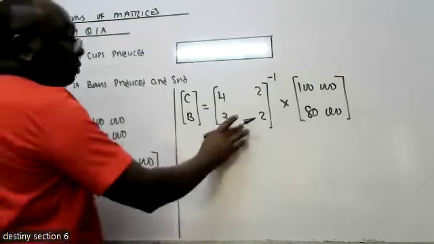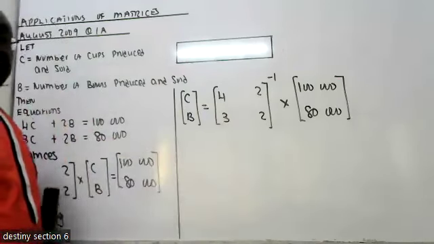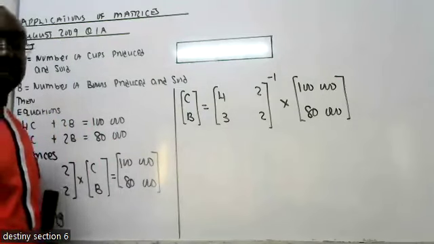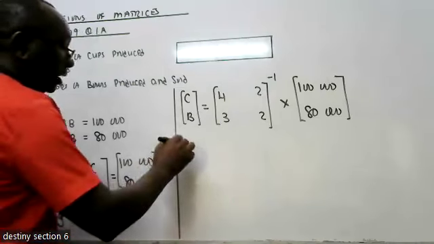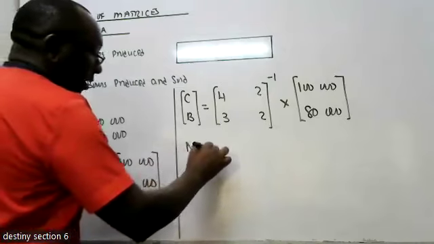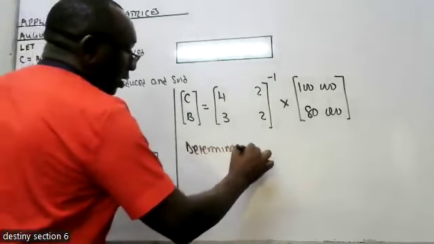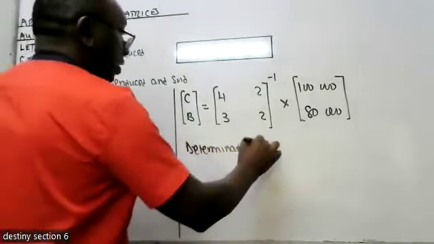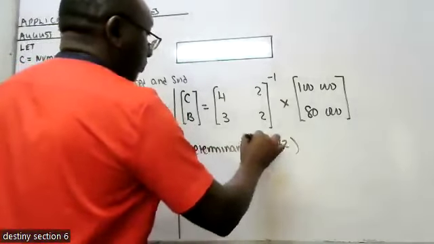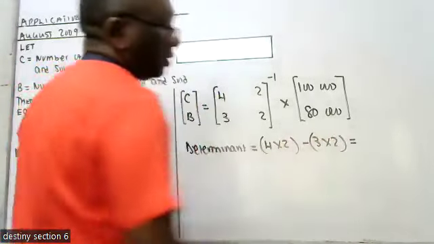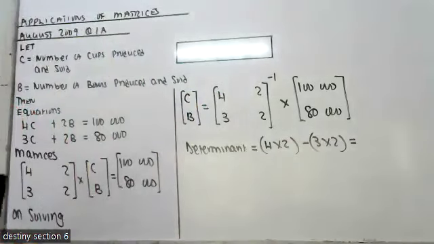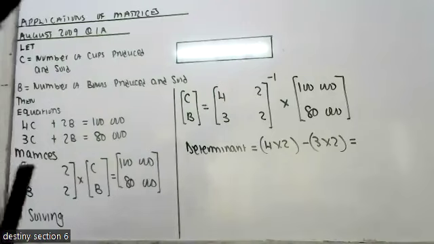Now this one is a 2 by 2 matrix. So if it's a 2 by 2 matrix, we need to get the inverse. And we know getting the inverse, we start with the determinant. So the determinant will be 4 times 2 minus 3 times 2. That is how you get the determinant. If you take your calc, 4 times 2 minus 3 times 2 is 2.